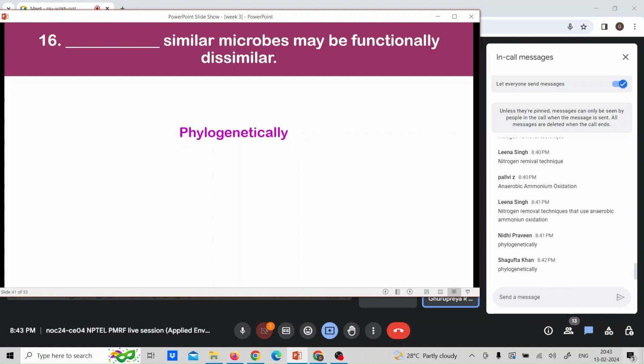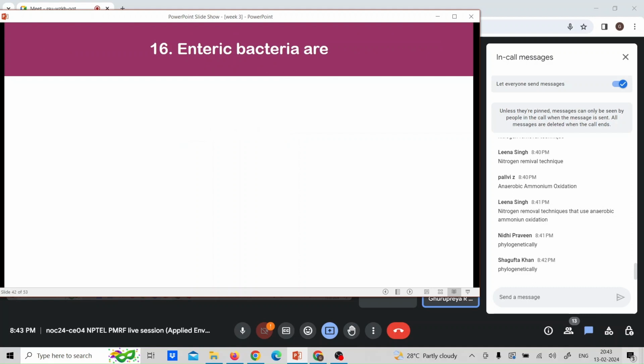Phylogenetically similar microbes may be functionally dissimilar. So phylogenetic similarity doesn't always mean that they are functionally similar. They may be functionally dissimilar. And the next question.